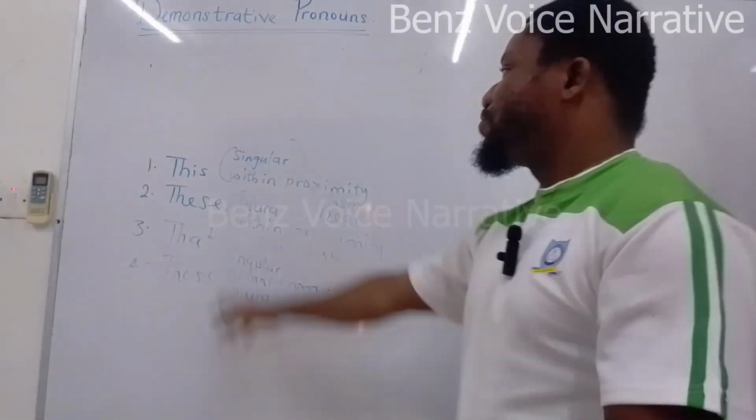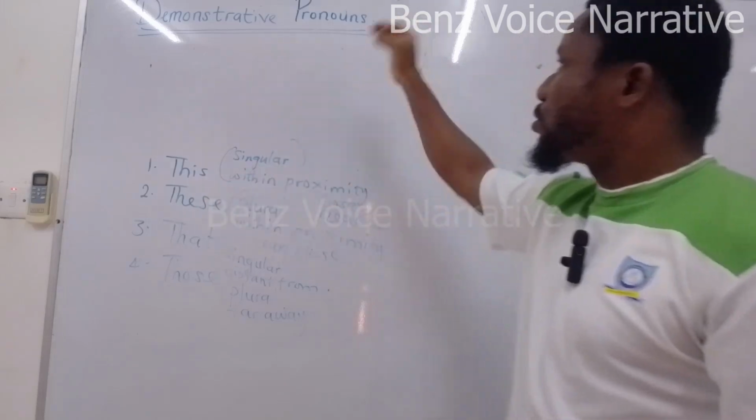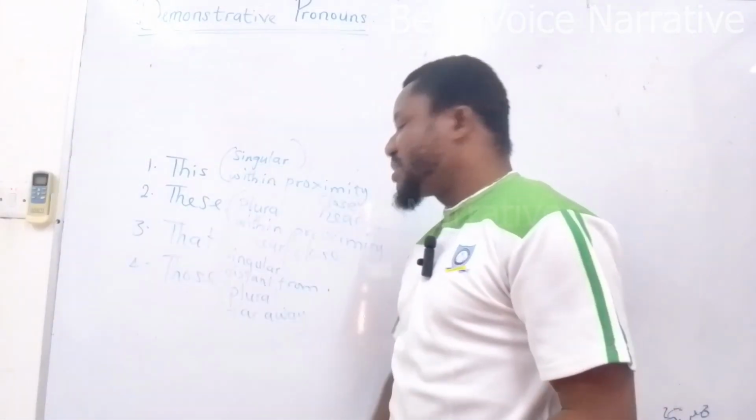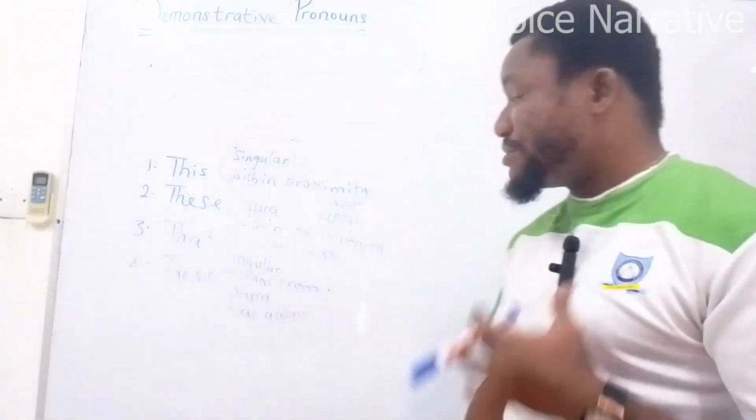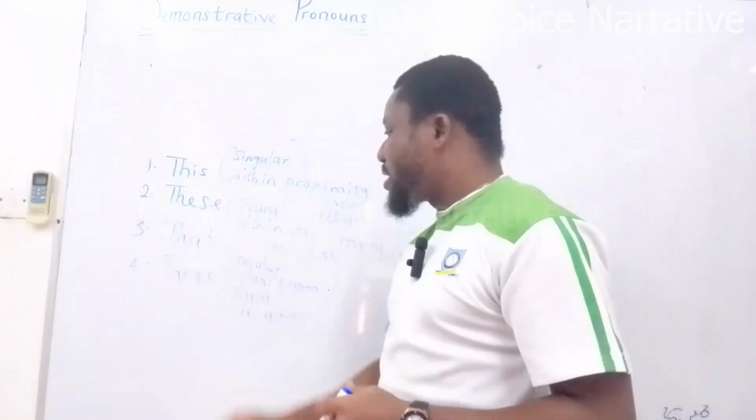These are mine. Those are yours. So this is a singular demonstrative pronoun. These is a plural demonstrative pronoun. That is a singular demonstrative pronoun. And those is a plural demonstrative pronoun.